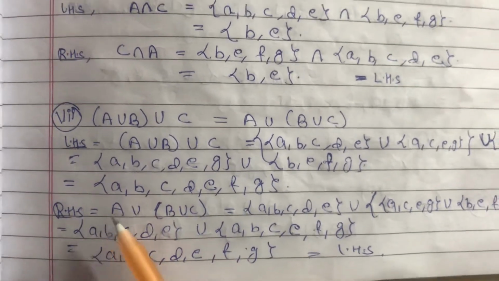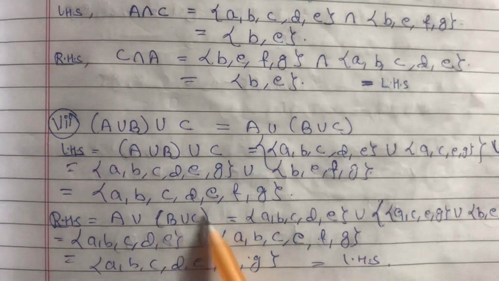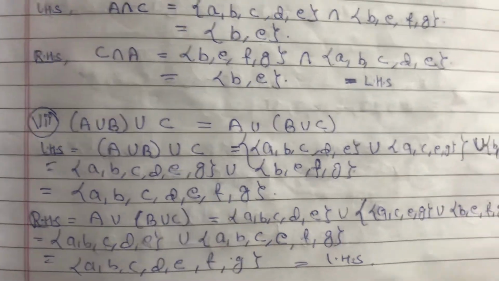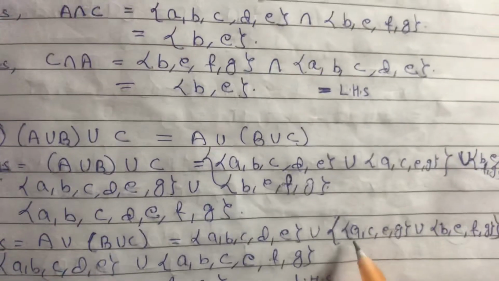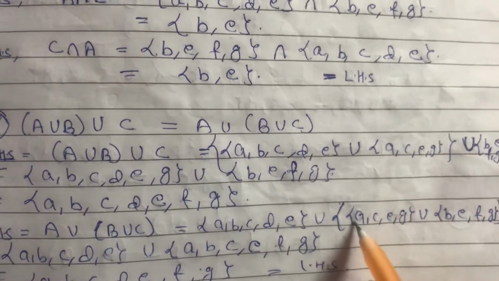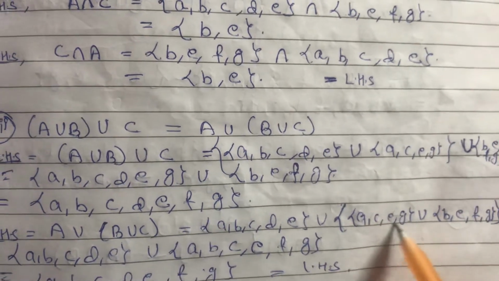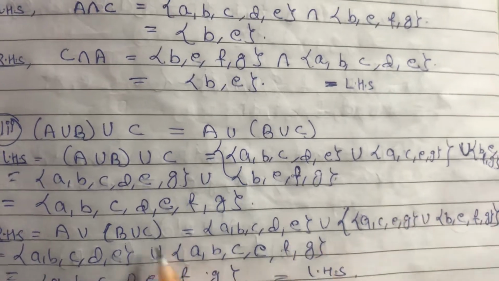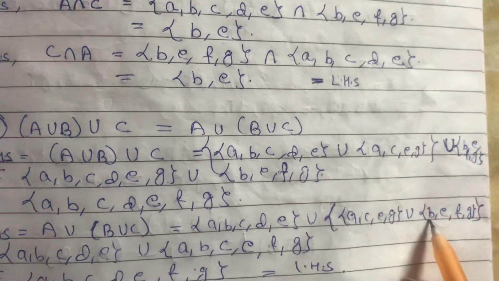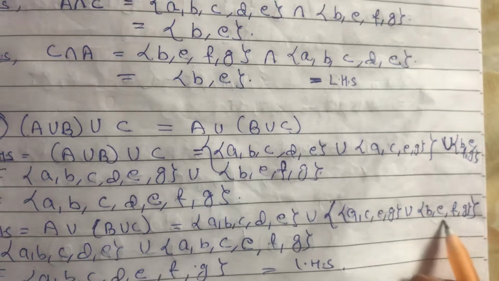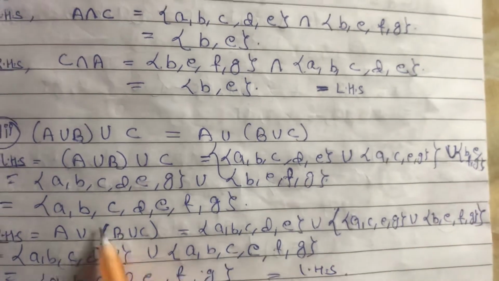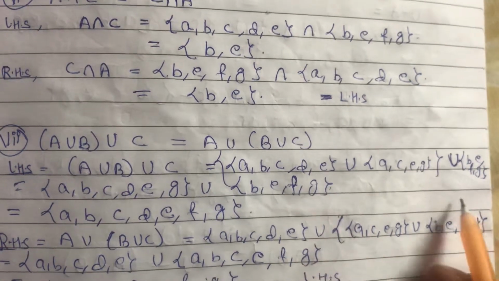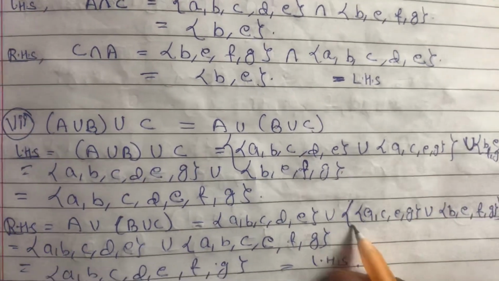Similarly for the RHS, A union (B union C), first I'll write the set A union. Now inside the bracket, as you can see, I have written two brackets. This bracket starting from here ends here. This represents set B. Then union, then again we have set C. So again our bracket starts here and ends over here. This represents set C. And both are inside the bracket. So here I have used another bracket. If you wish, you can write a large bracket also in place of this.